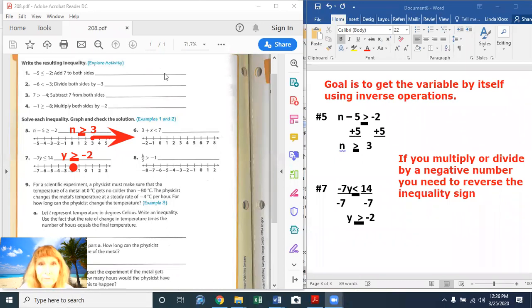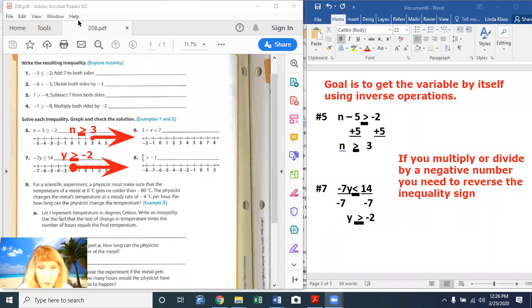Which way is our arrow going to go? y is greater than or equal to -2. So y has to be bigger than -2 to the right or to the left. Correct. We are going to go to the right of -2. There you go. It should be number 7.